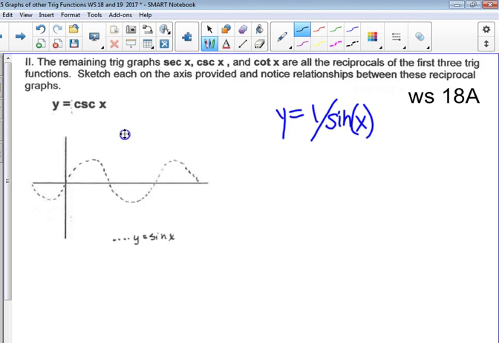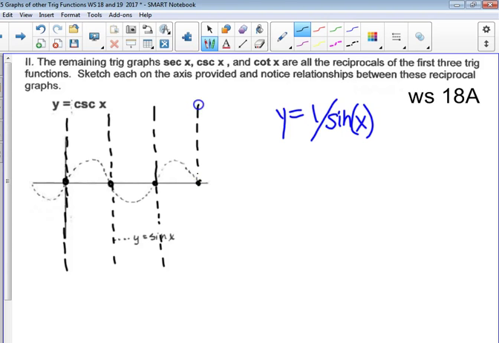All right. Let me talk you through this. Everywhere that this used to be 0, what's 1 divided by 0 going to be? Undefined. So there's going to be an asymptote here. Where else? There. Yes, any x-intercept is going to become an asymptote when we flip it over.